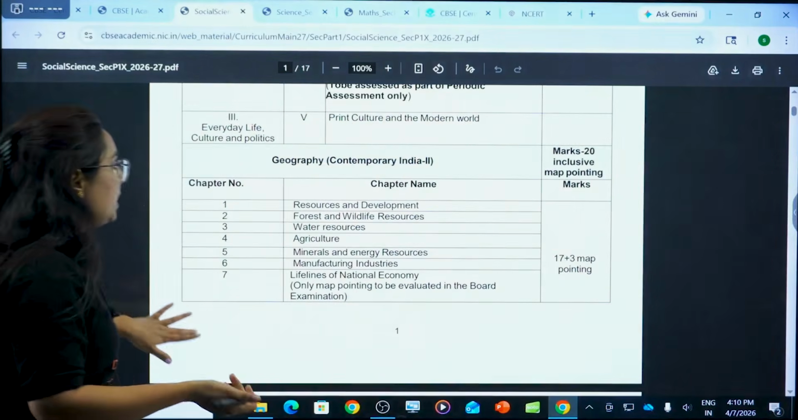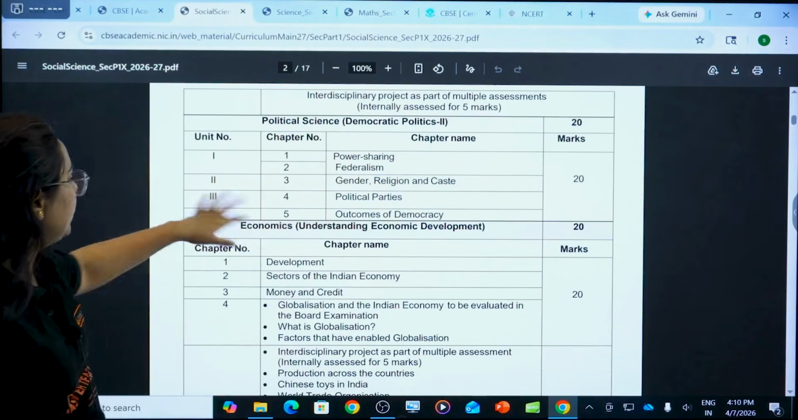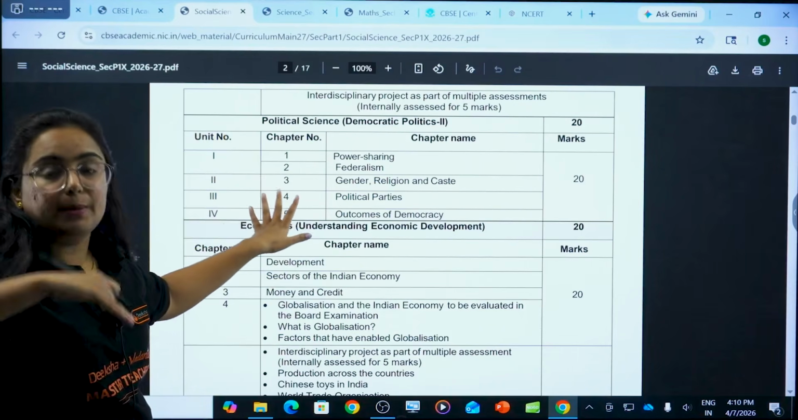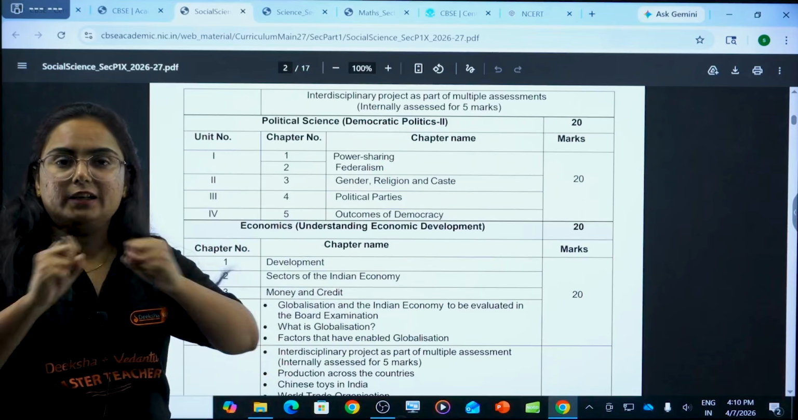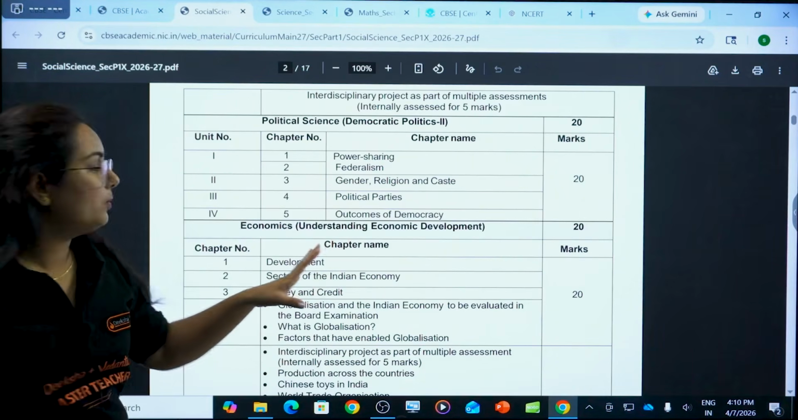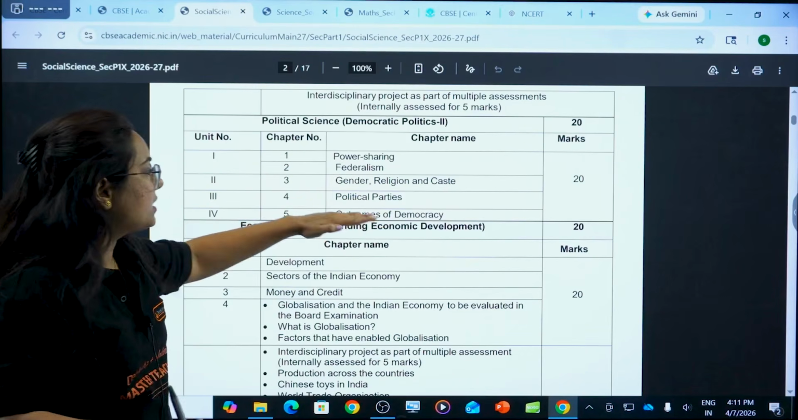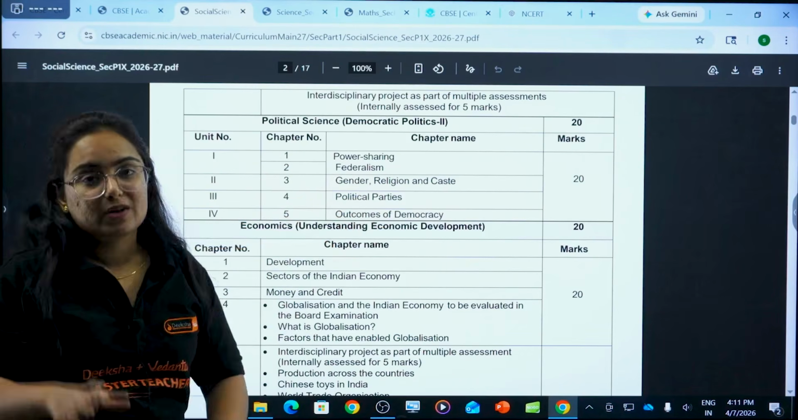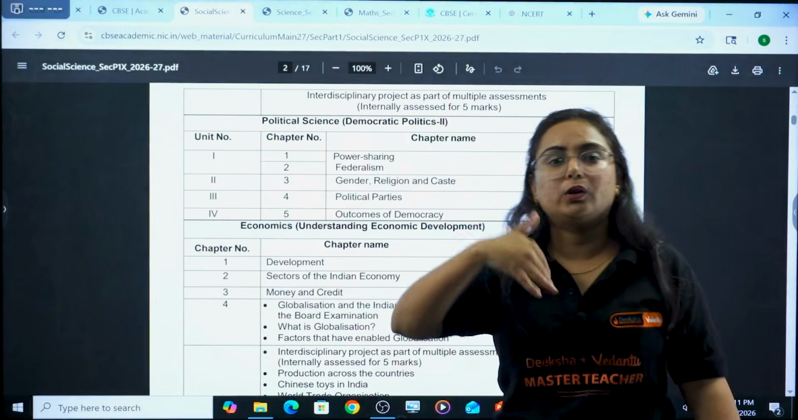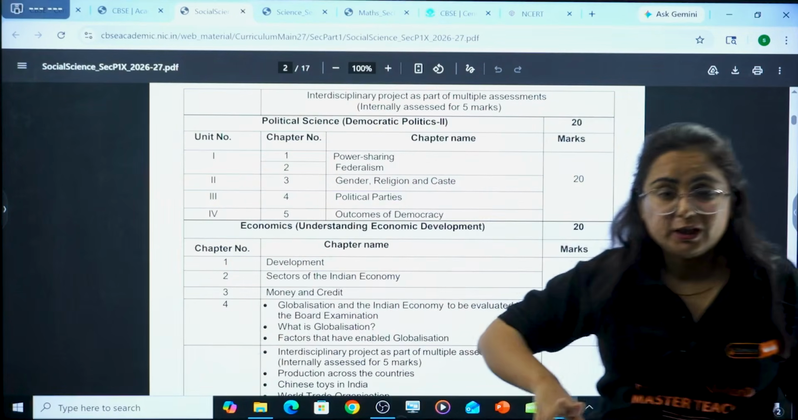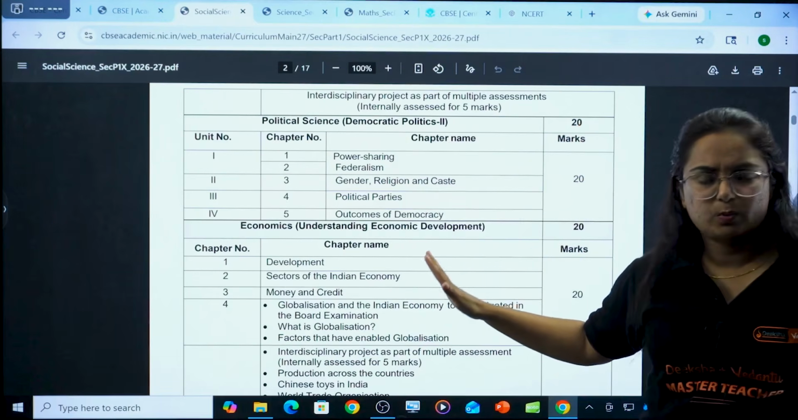Okay, moving forward with the third book, that is Political Science, Democratic Politics. We have 5 chapters. Earlier there were 8 to 9 chapters, which are now redefined or rationalized in the new NCERT book. So you have 5 chapters: power sharing, federalism, gender, religion, caste, political parties, outcomes of democracy going to come. If any one of you has old books, I would suggest you replace them with the new one. And if you are still continuing, only these 5 chapters are going to come. Leave the other chapters, whichever they are.